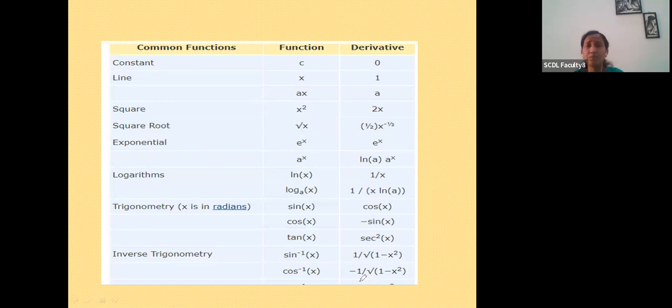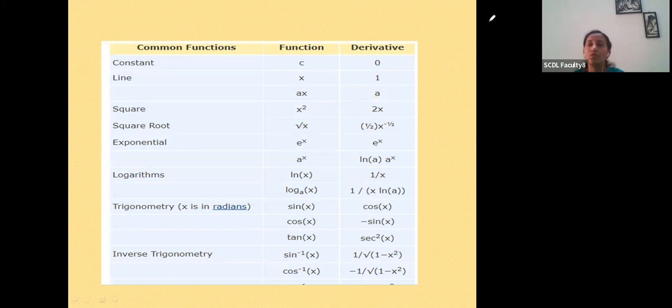So keep it in mind: when there is c, the derivative is 0; x, derivative 1; ax, derivative a; x square, derivative 2x raised to 1; root x, derivative half x raised to minus half; function e raised to x, derivative e raised to x; a raised to x, derivative log a times a raised to x; function log x, derivative 1 upon x; log base a of x, then 1 upon x log a; sin x, derivative is cos x; cos x, derivative is minus sin x; tan x, derivative sec square x; sin inverse x, derivative 1 upon root 1 minus x square; cos inverse x, derivative minus 1 upon root 1 minus x square.